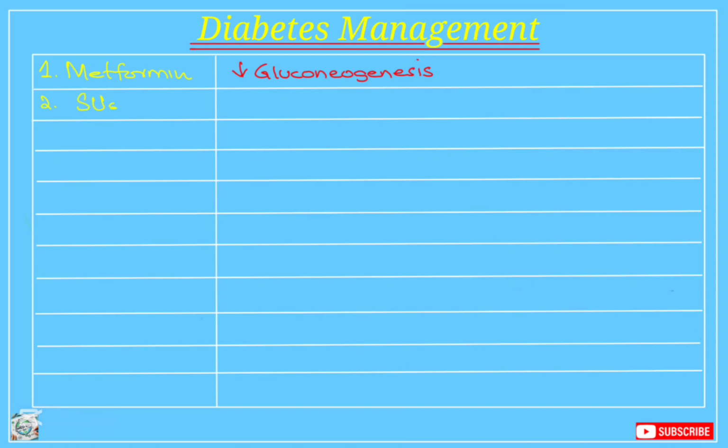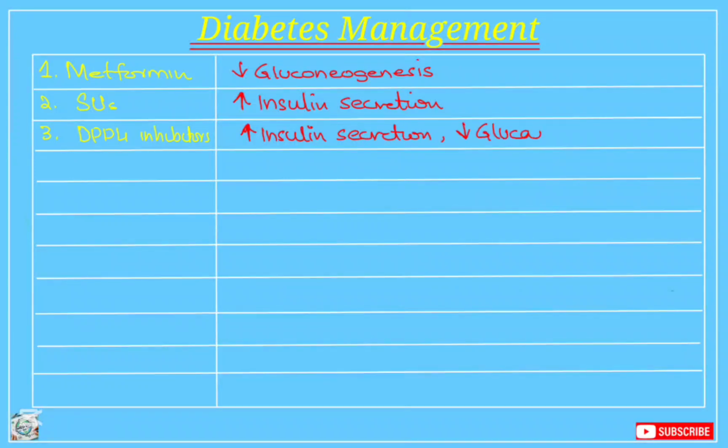Next, we have sulfonylureas or SUs. These work by increasing the insulin secretion from the pancreas. Simple and effective, but they come with the risk of hypoglycemia. After SUs, we have DPP-4 inhibitors that also increase the insulin secretion and also decrease the glucagon levels, but they do this by blocking the DPP-4 enzyme, which helps prolong the action of incretins.